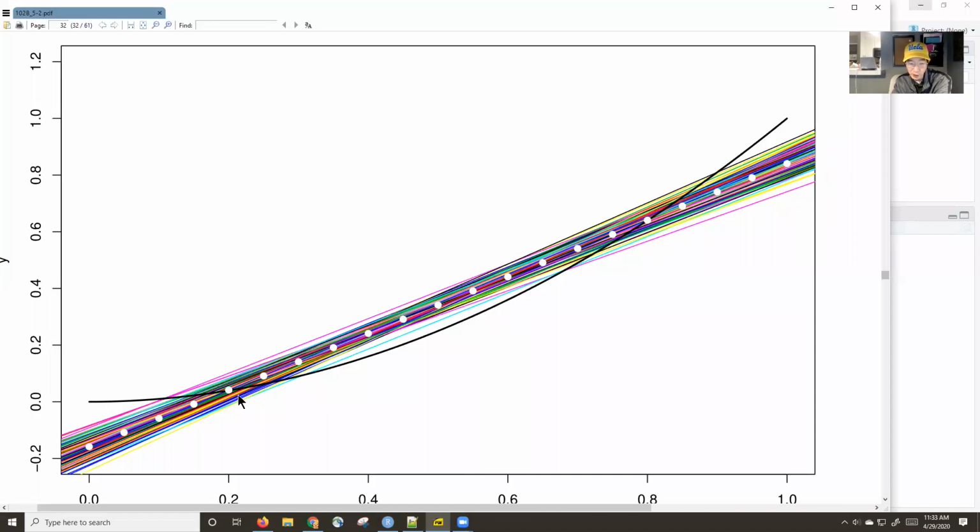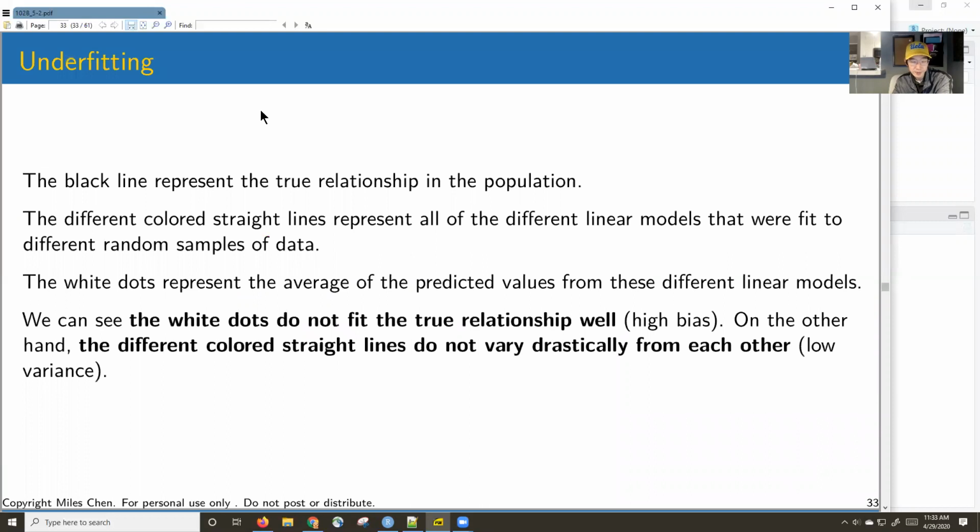Okay, maybe right here it is, and maybe right here it is, but in the long run, these values over here are going to consistently be too high. These values down here and these values over here are going to consistently be too low. In the long run, I can't expect my expected value of the predictions to equal the actual value.